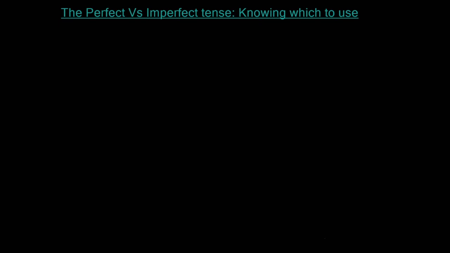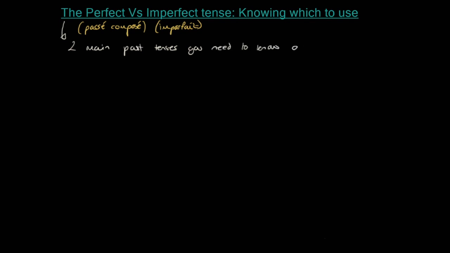Okay, we're going to take a look in this tutorial at the perfect versus imperfect tenses and try to work out how we know which one to use. Now, the perfect tense, of course, also known as the passé composé, and the imperfect tense, also known as the imparfait, if you're using their French names, are basically the two main past tenses you need to know about. And we have to work out really how we know which one to use. So let's have a quick recap.